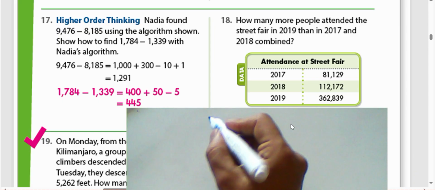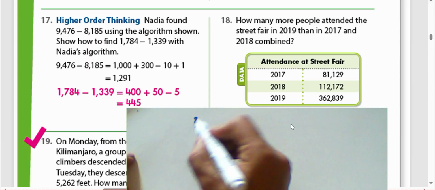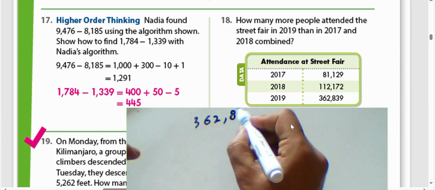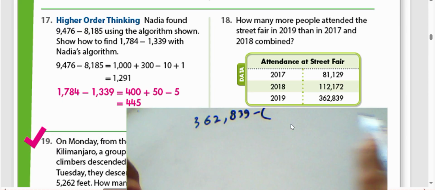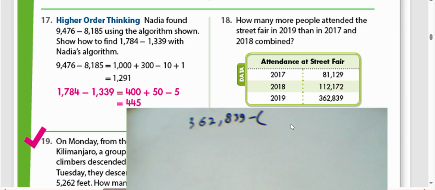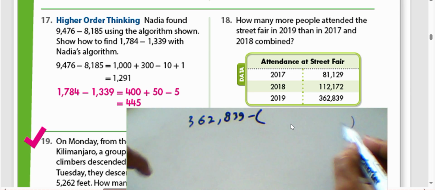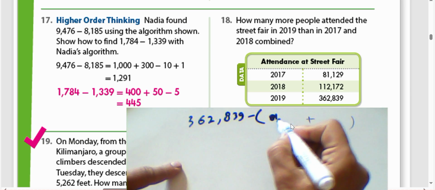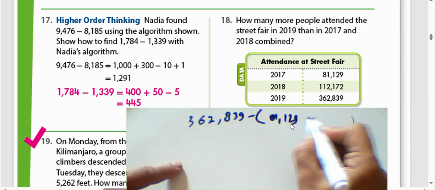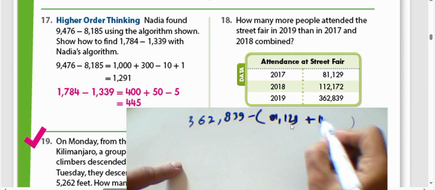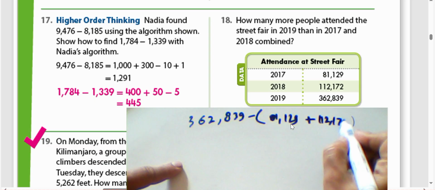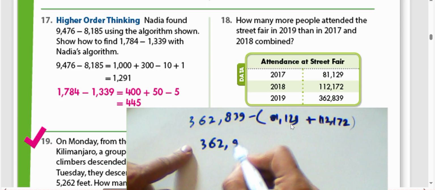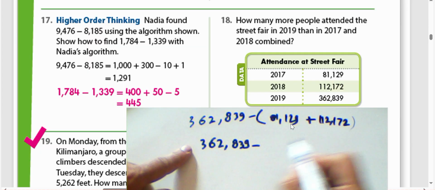We can add numbers. We have 362,839 subtracted by the sum between two numbers here, 81,129 and 112,172. 362,839 subtracted by the sum of them.